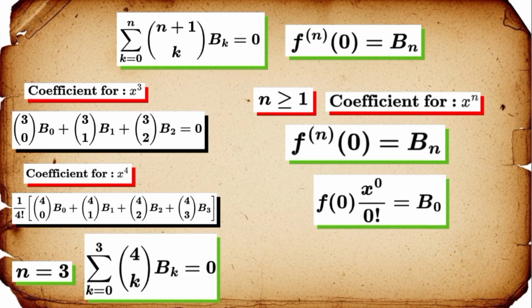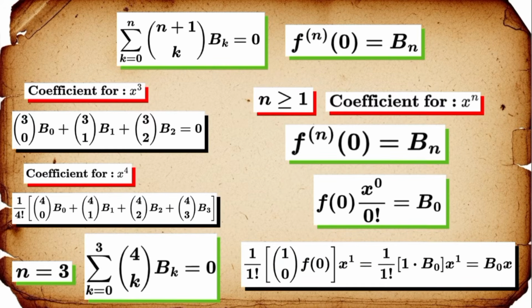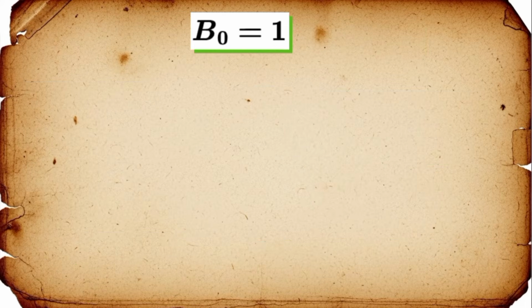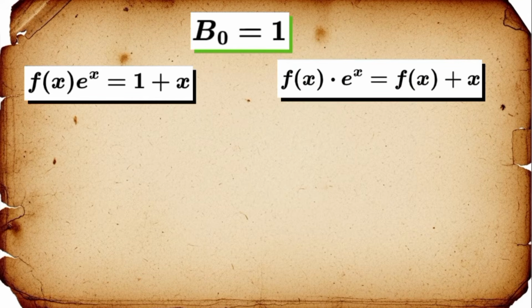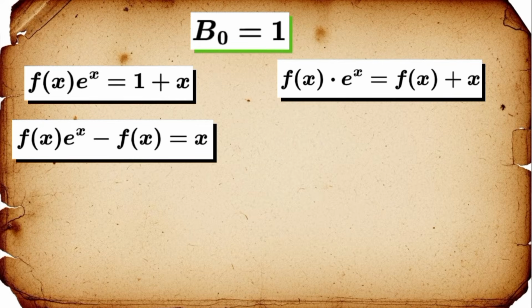The only terms that remain are the very first term, which is b sub 0, and the term from the first diagonal, which is b sub 0 times x. Since b sub 0 equals 1, the entire product simplifies dramatically to 1 plus x. But wait, we defined f of x as our unknown function whose derivatives at 0 are the Bernoulli numbers. So, we have f of x times e to the x equals f of x plus x, which can be written as shown.